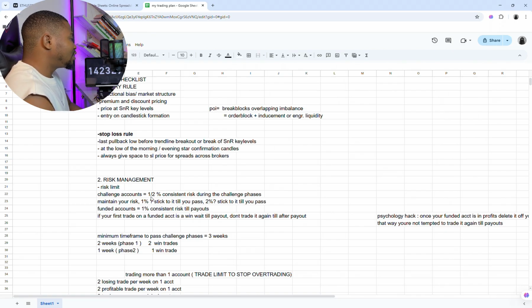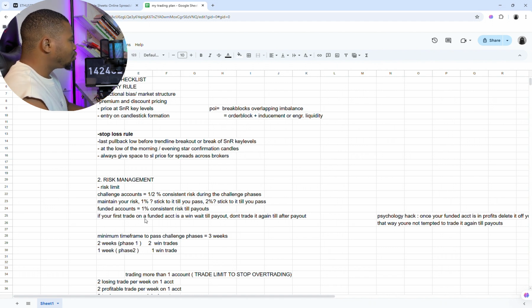If I start the account with 2% risk, I stay consistent with that risk till the end of the challenge phases, till I make my payout. So I always maintain my risk. Stay with your 1% risk, stick to it, you pass; 2%, stick to it, you pass. Same thing. Then on my funded accounts, I usually reduce the risk to like 1%, because it's something I want to hold for a long time, since it will keep bringing you money depending on the time frame of payouts based on the prop firm.